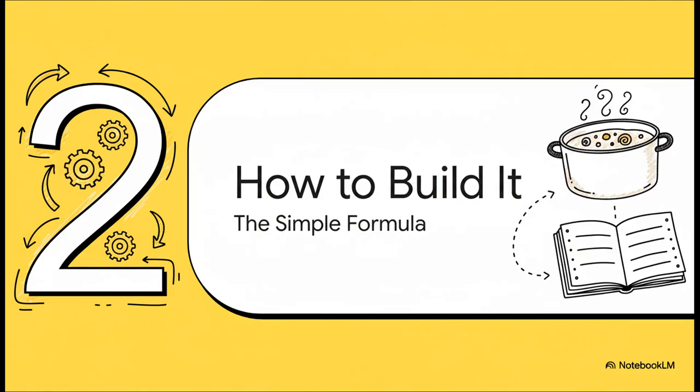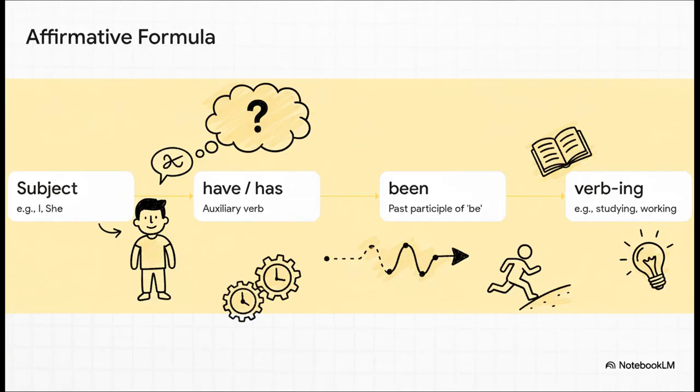Right, so we know what it does. But how do we actually put the pieces together to make a sentence? Well, the great news is it's like a simple recipe. There's a formula, and once you know it, you can't go wrong. For a regular positive sentence, you just need these four ingredients, always in this order. You start with your subject, like I or she. Then you add have or has. Next up, you always pop in the word been. And finally, you take your main verb and stick ing on the end. So you get I have been studying or she has been working. That's it. That's the whole formula.